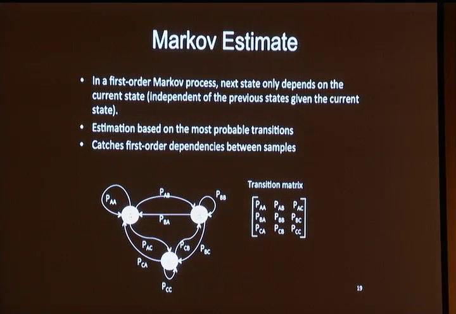So here, if we have the samples A, B, and C, we construct a transition matrix where we ask, okay, what is the probability of getting the next sample as B, given that our current sample is, let's say, C. So we construct this transition matrix, and then using this transition matrix, we try to estimate the most probable samples that we're going to obtain. And of course, this is good for catching some first-order dependencies between samples.